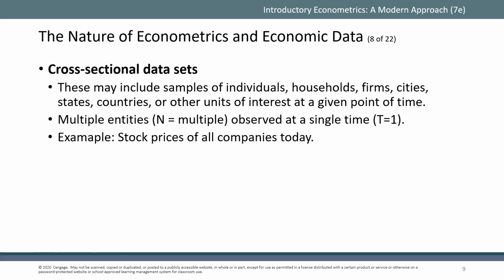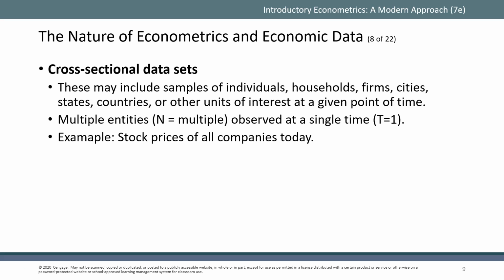Cross-sectional data is very simple. It's data about multiple entities that you observed at a single point in time. It's a snapshot of a particular data set. For example, you may be interested in knowing stock prices today, and you download the data and look at the data set. That is cross-sectional data.